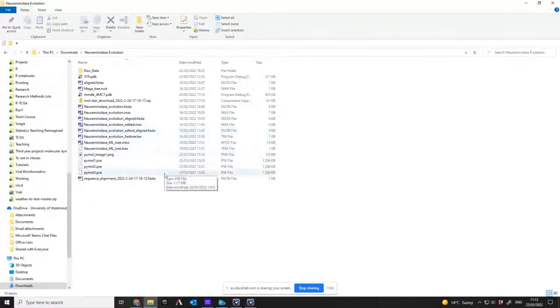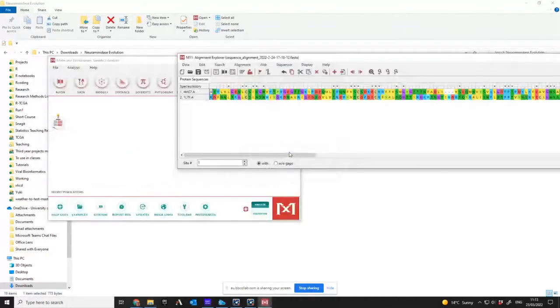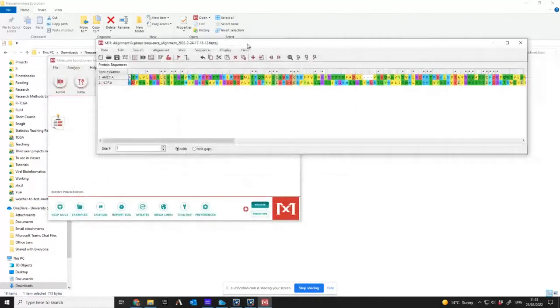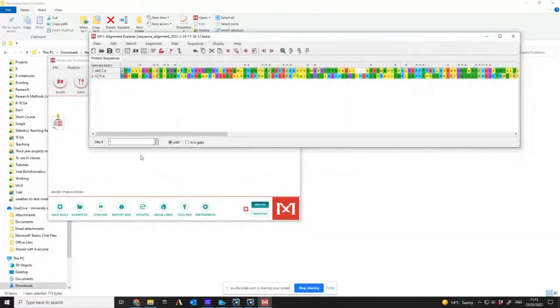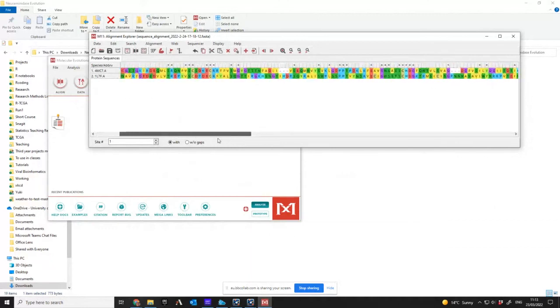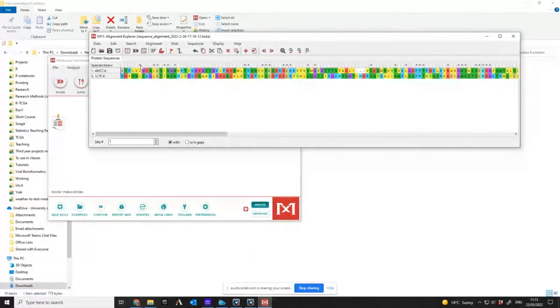So what we have is the neuraminidase alignment from aligning the two proteins. So what I've done is I've opened it in Mega, and what you can see here is the alignment between the two amino acid sequences. So the one that I've got displayed at the minute is this bottom one. All the places that have stars are probably important.